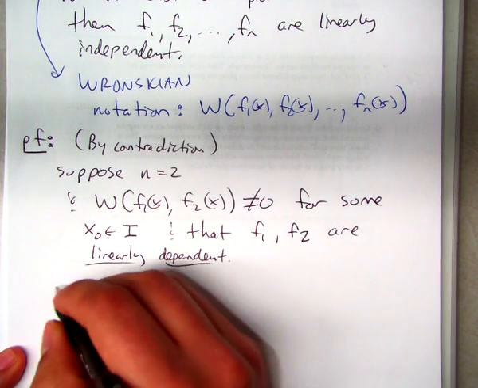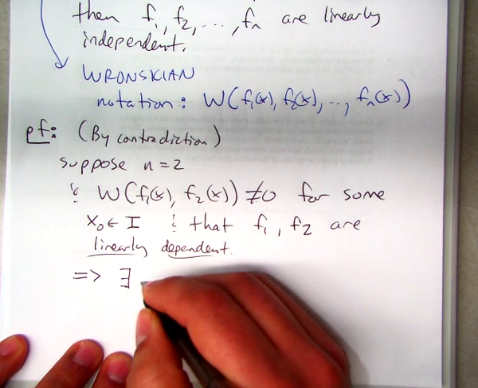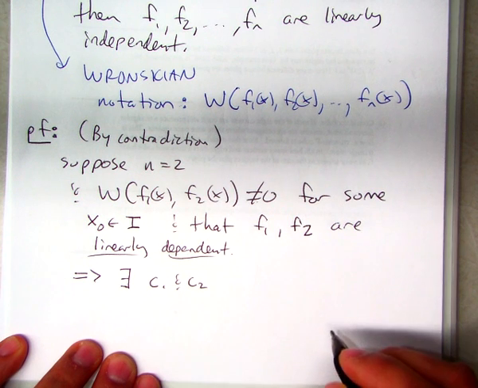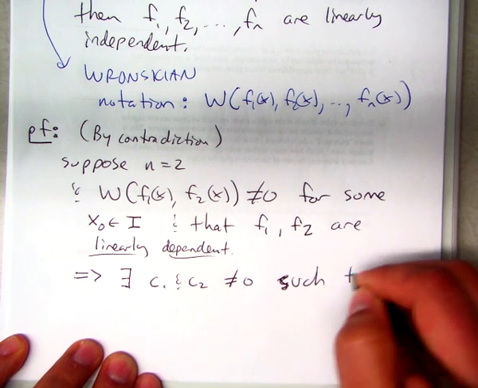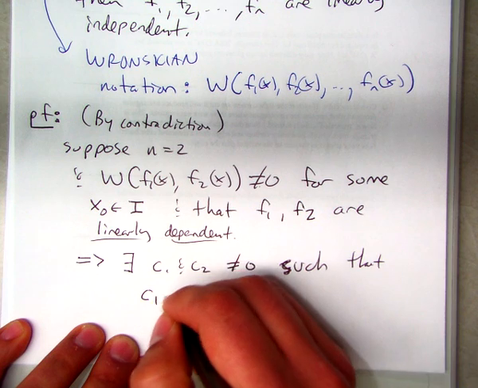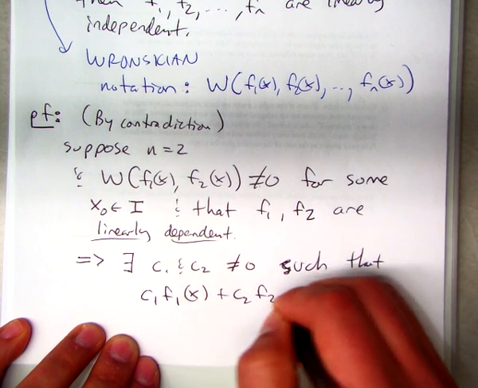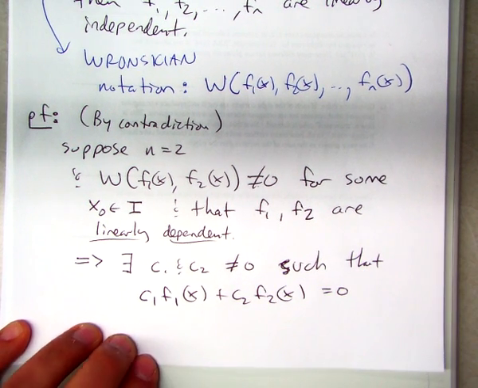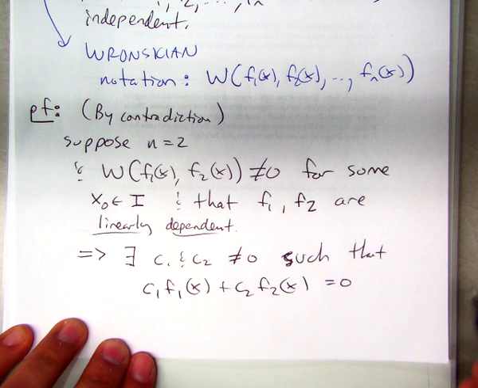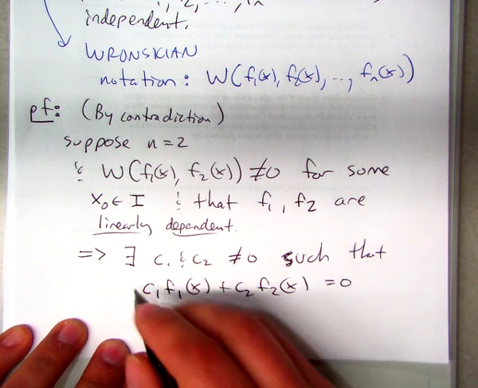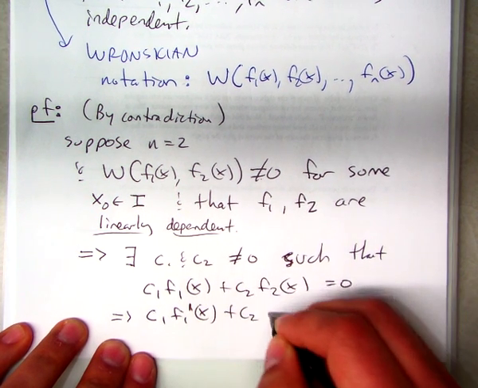So now, if they're linearly dependent, then that means from the definition that there exist C1 and C2 not equal to 0, such that C1 f1(x) plus C2 f2(x) equals 0. And since we assume that we can take as many derivatives as we need to, we're going to go ahead and also take the derivatives of each function. Which kind of creates a little system of equations here.